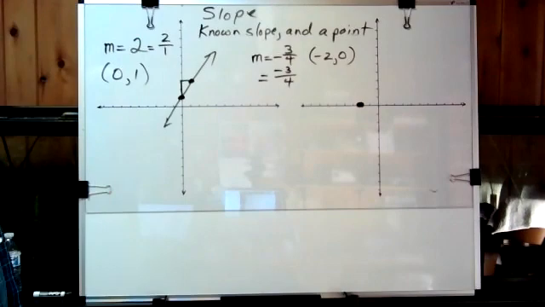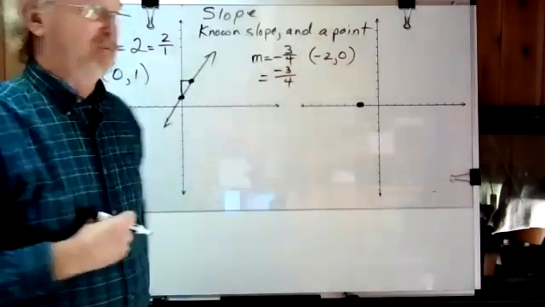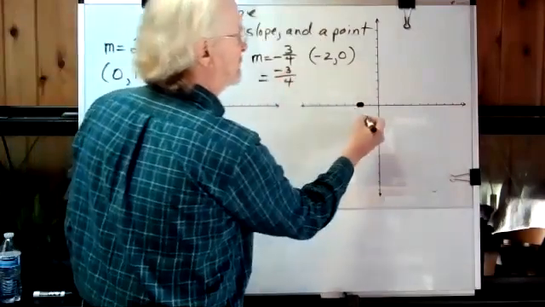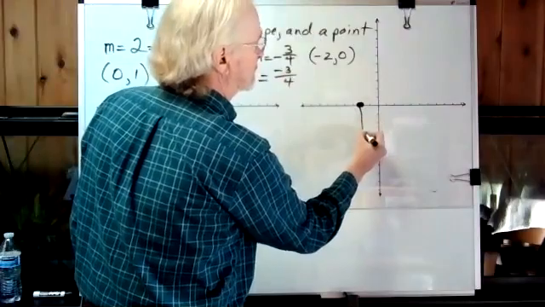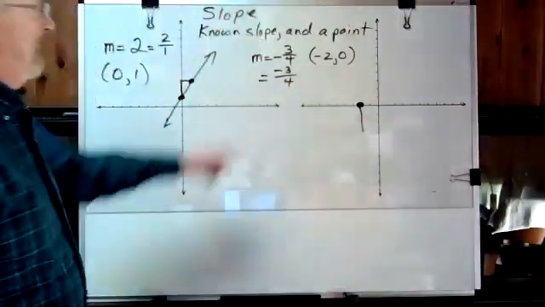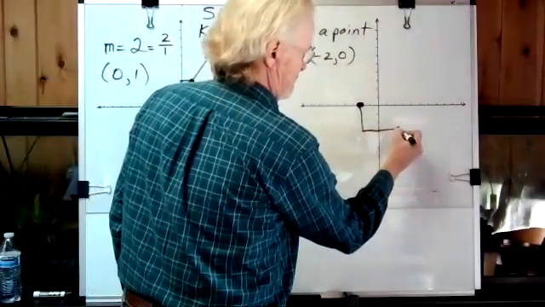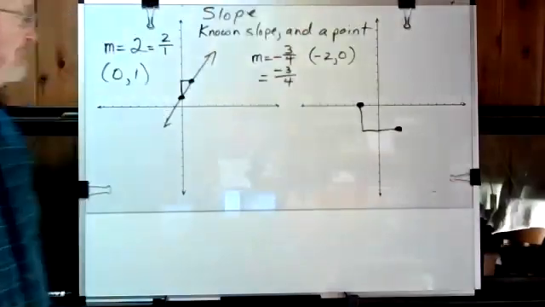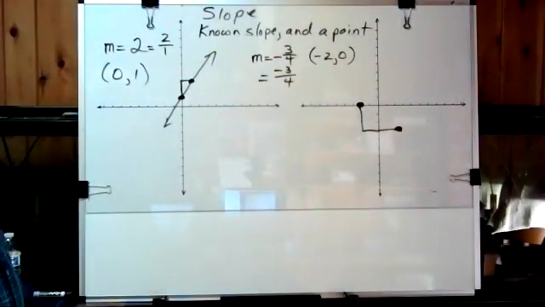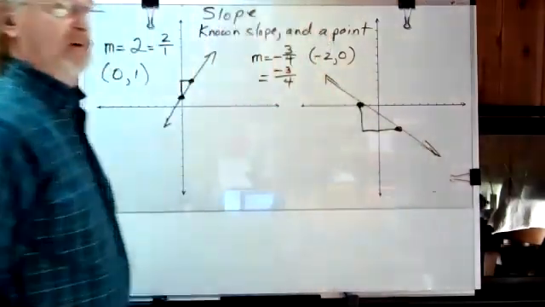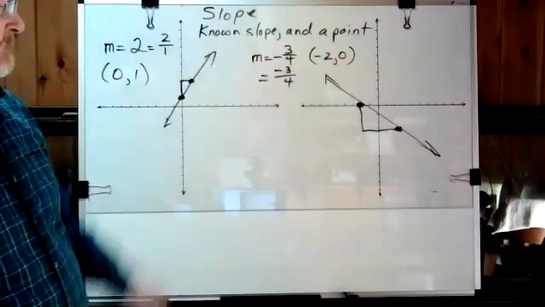And I'll do it the other way in a second. All right, -3 over +4. So the rise is actually a drop of 3. So from my known point, I'm going to go down 3, right? 1, 2, 3. Try to do it pretty well here. And then over 4. 1, 2, 3, 4. And there's a second point. And if I connect those dots, right? Yep, it's going downhill, negative slope.